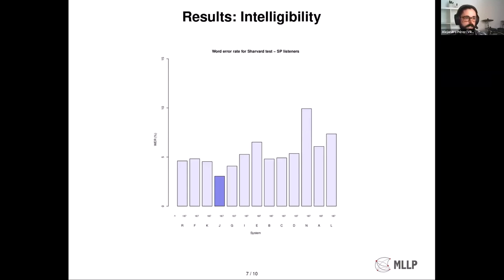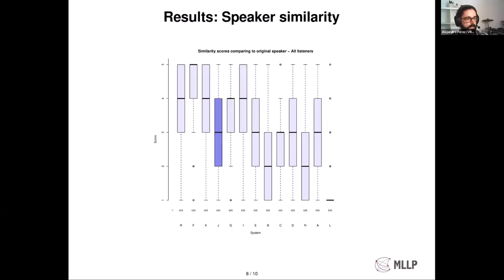Here we show the intelligibility results from the Harvard test from paid participants, where our system achieved the lowest error rate, despite there being no significant difference in this respect between all other systems but system N. And last, here are the speaker similarity results from all participants, where our system obtained a mean score of 3.3 compared to 4.1 of real recordings.